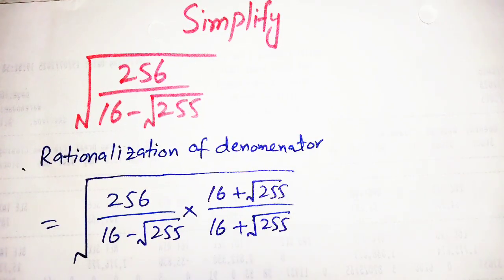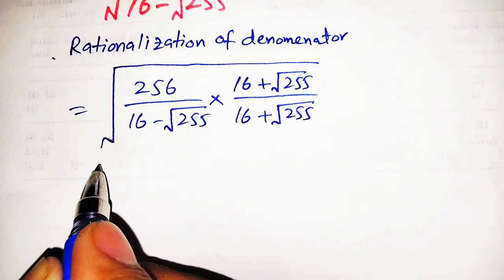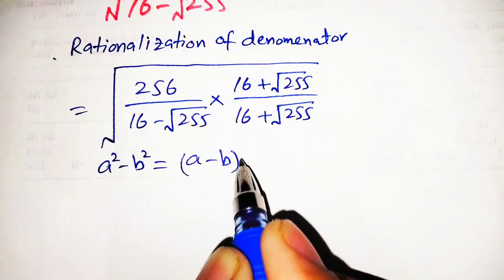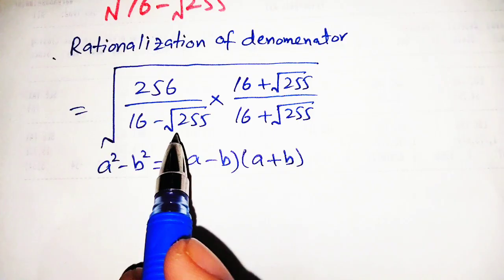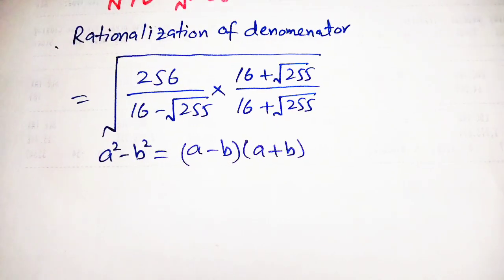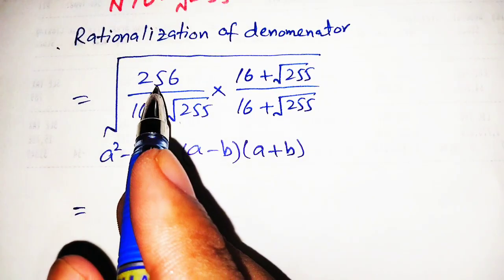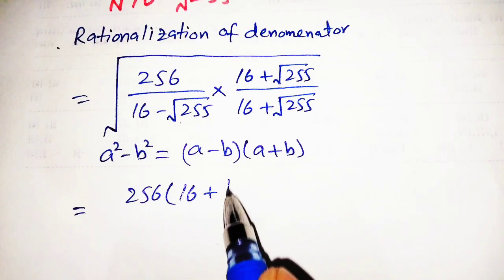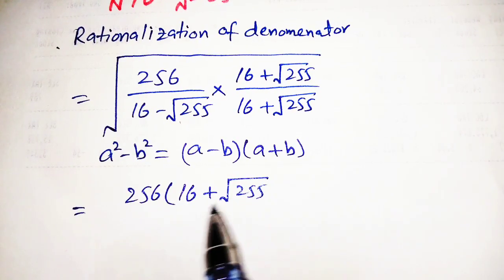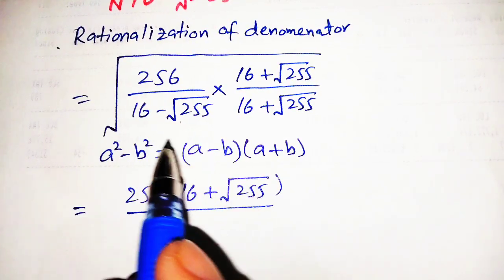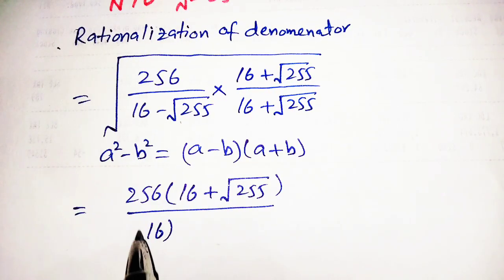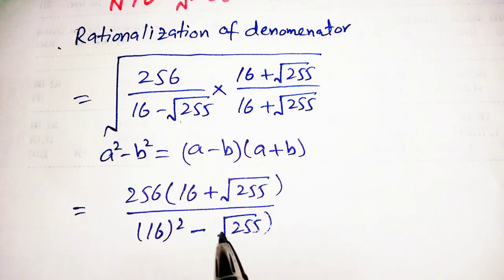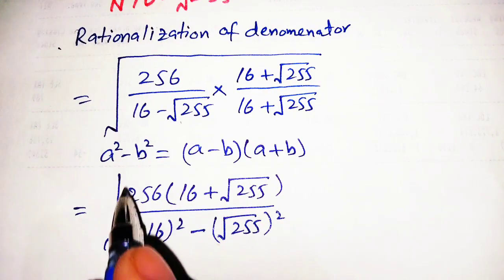And now we will use the basic mathematical formula which is given as a square minus b square is equal to a minus b times a plus b here in the denominator, and the numerator term will simply multiply, that is 256 times 16 plus square root of 255 over, this will become 16 square minus square root of 255 whole square, and whole square root.